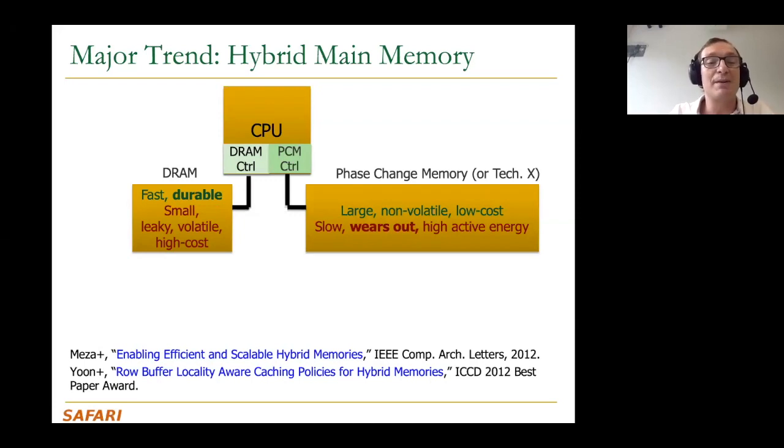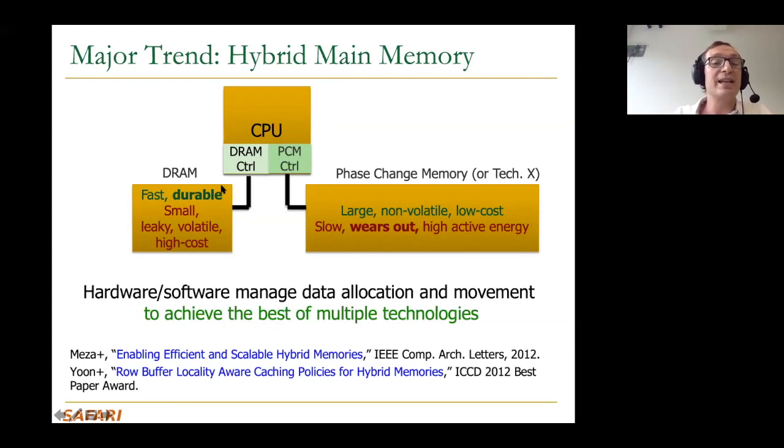Main memory is an interesting example because we're very much bottlenecked by it today, clearly. So what does this mean? This means that because no single technology is green at every metric, why don't we put different technologies that have different greens and also different reds, and now design the system, hardware and the software, cooperatively so that you manage the data allocation and movement such that we achieve the greens as much as possible while avoiding the reds as much as possible. Now that sounds great, right? This hopefully gets the best of both worlds, the greens, while avoiding the bad parts of both worlds, the reds. And that's the idea over here, hybrid main memory.